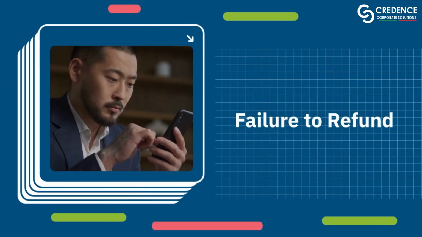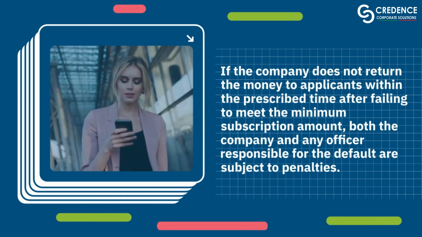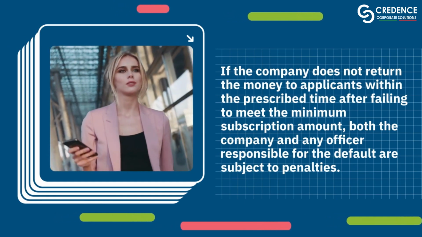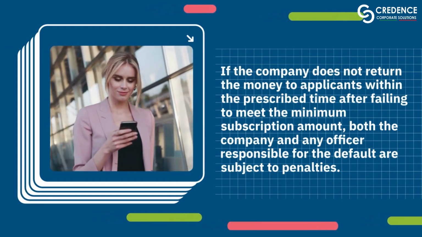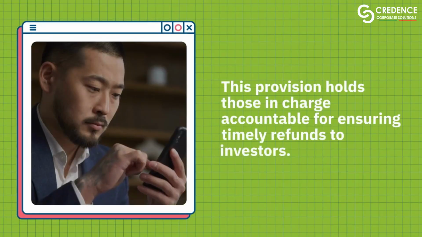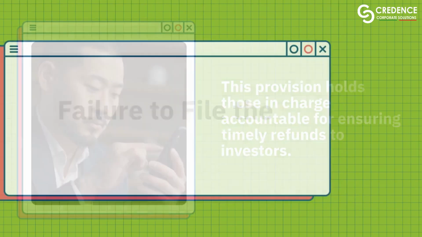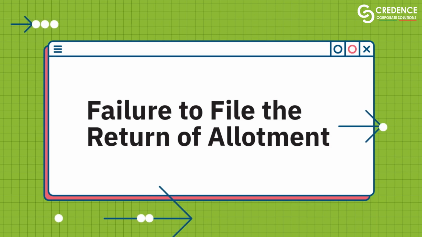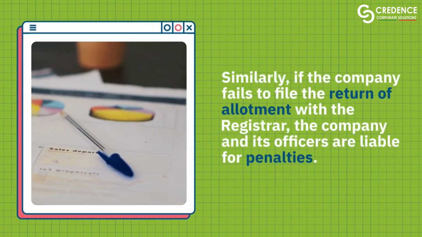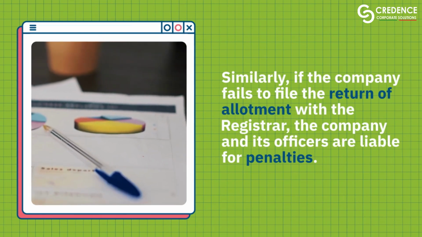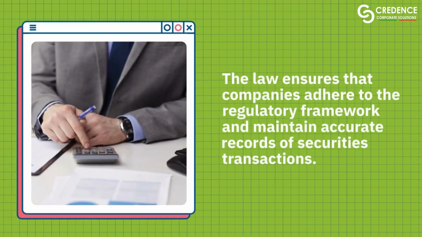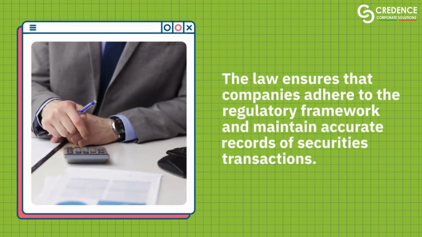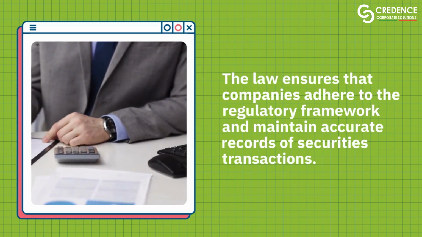Failure to refund. If the company does not return the money to applicants within the prescribed time after failing to meet the minimum subscription amount, both the company and any officer responsible for the default are subject to penalties. This provision holds those in charge accountable for ensuring timely refunds to investors. Failure to file the return of allotment. Similarly, if the company fails to file the return of allotment with the registrar, the company and its officers are liable for penalties. The law ensures that companies adhere to the regulatory framework and maintain accurate records of securities transactions.